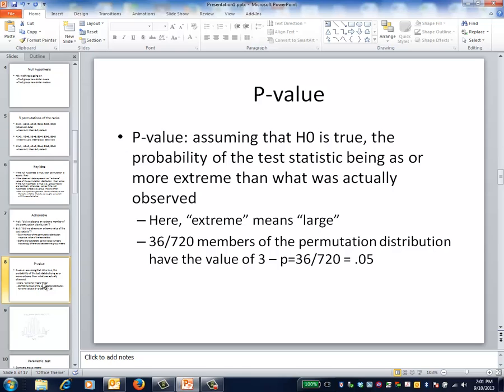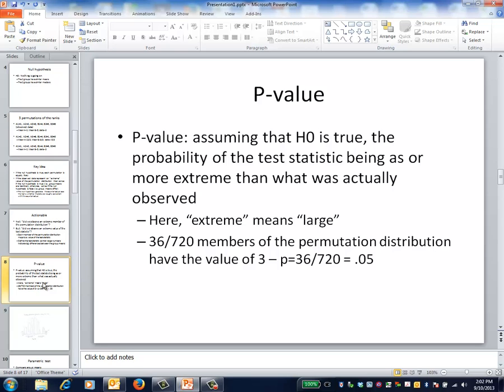The p-value is defined as the probability, assuming the null hypothesis is true, of observing a value of the test statistic that is as extreme or more extreme than the one you observed. Here the possible values of the test statistic range from -3 to +3. Assuming that I've counted correctly, the relative frequency of values with +3 is 36 out of 720, or 5%.